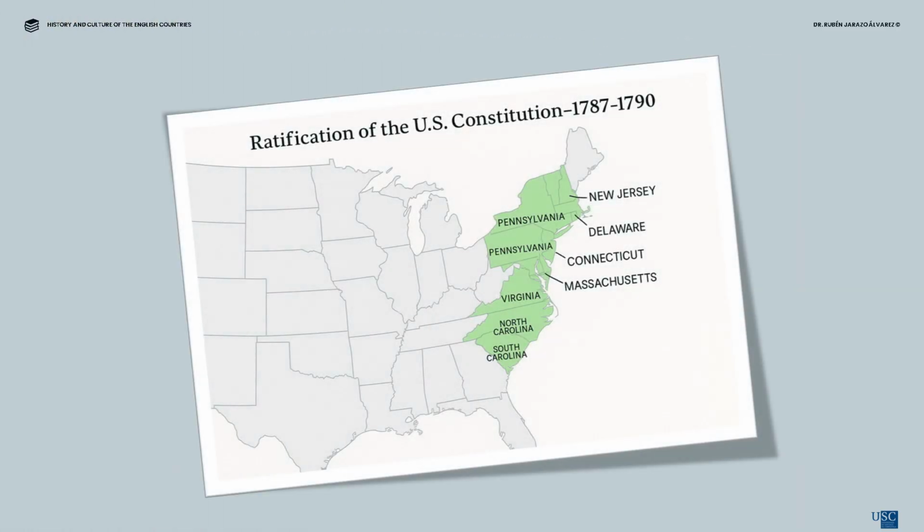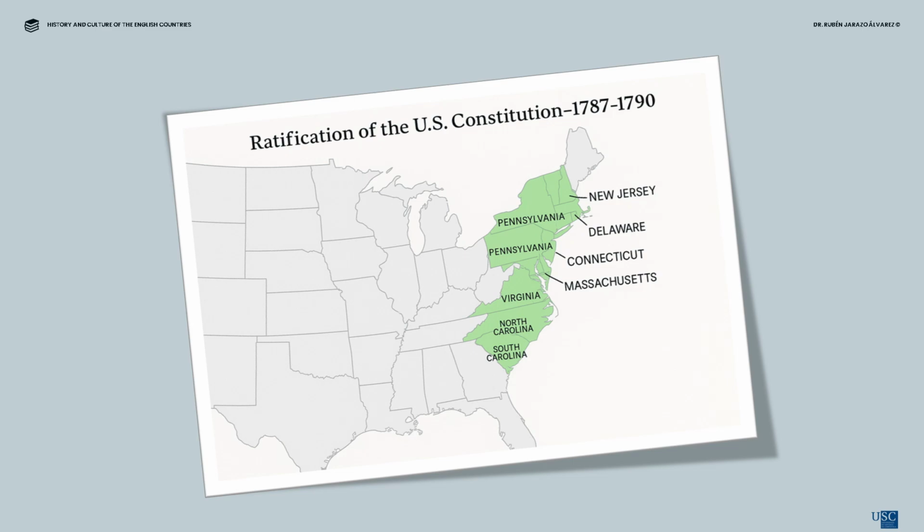Winning approval required a full court Federalist effort. Ratification proceeded as follows. Delaware went first, then Pennsylvania and New Jersey in 1787. In 1788, Georgia, Connecticut, Massachusetts, Maryland, South Carolina, and New Hampshire, followed by Virginia and New York. North Carolina and Rhode Island were the last ones in 1789 and 1790.